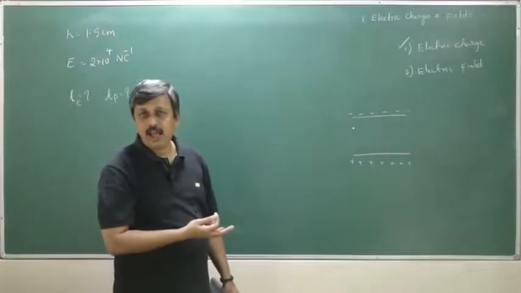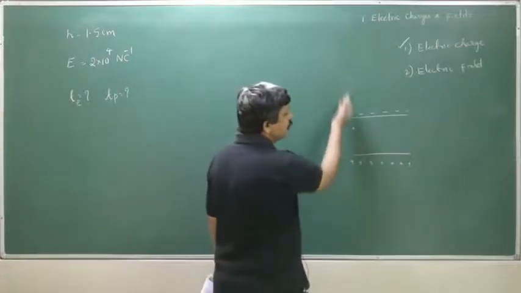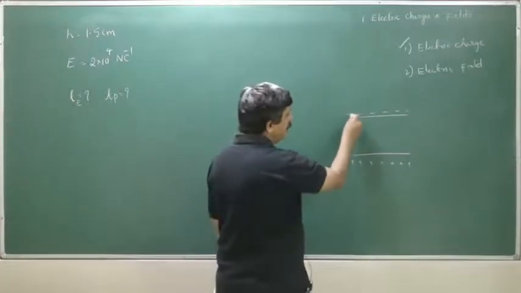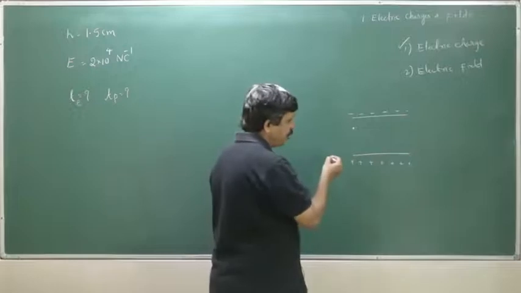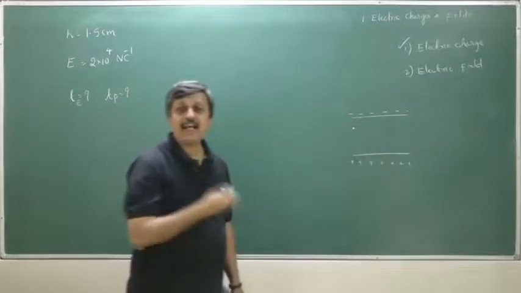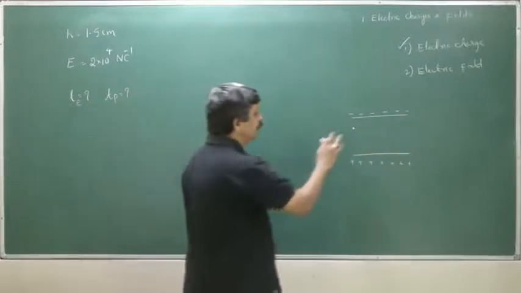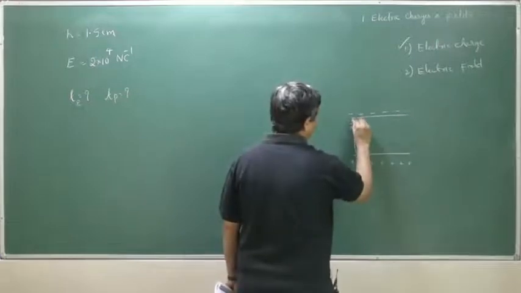The positive charges are pushing to that side, and these negative charges are also pulling it the other side. So if you put a unit positive charge, it will move up. Hence you can say the field is actually in this direction. This is how the field is.